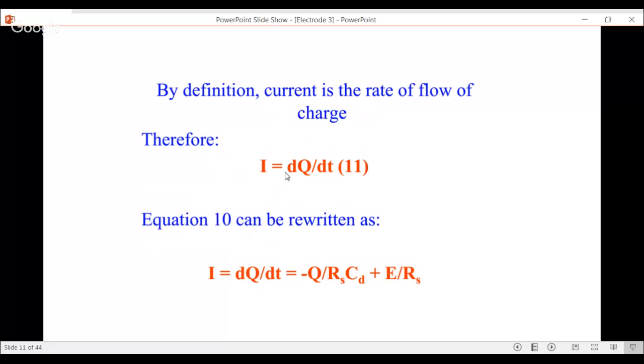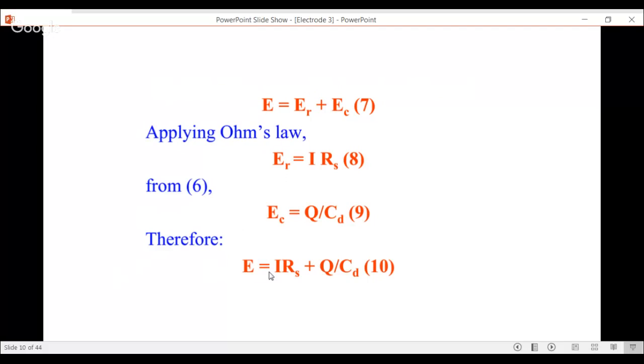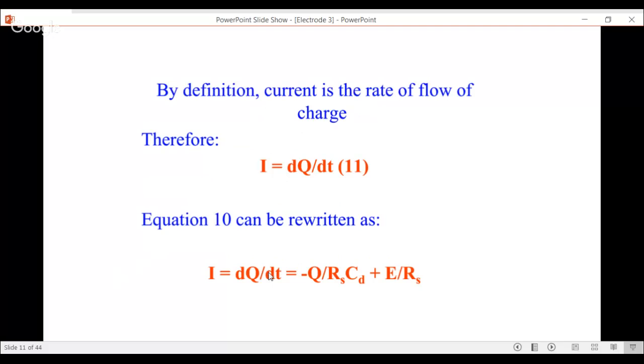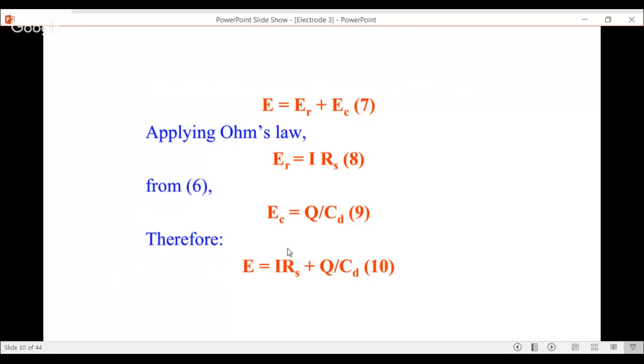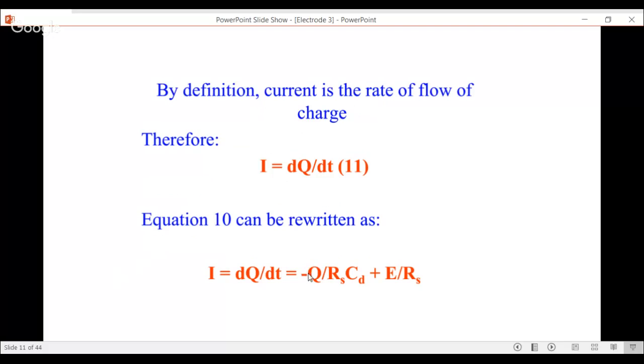By definition, current is the rate of flow of charge. Therefore, I will be equal to dq by dt. So equation 10, this potential can be written with I as dq by dt. So dq by dt is equal to minus q by Rs Cd plus E by Rs.